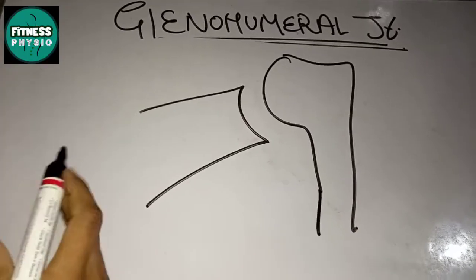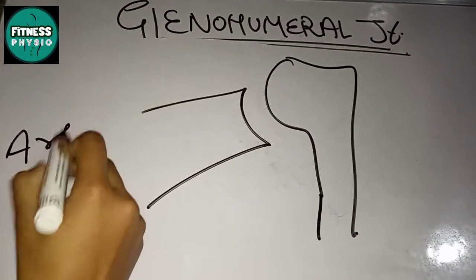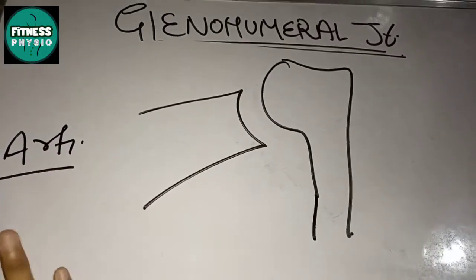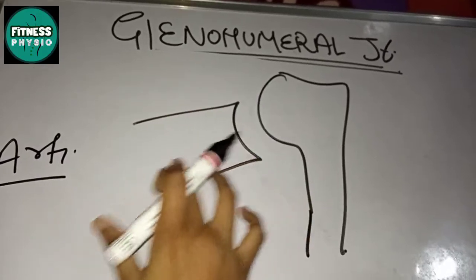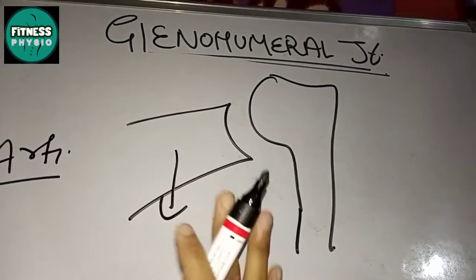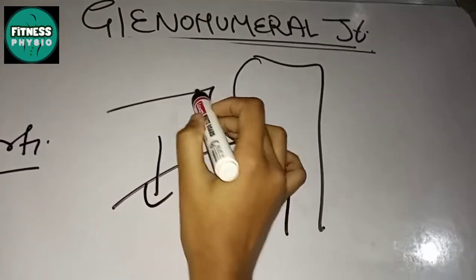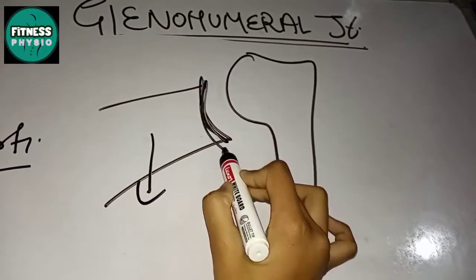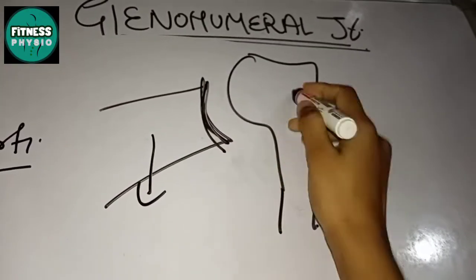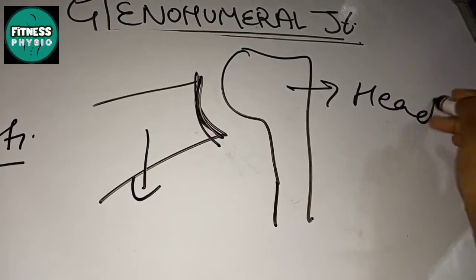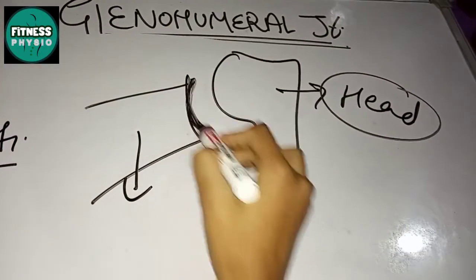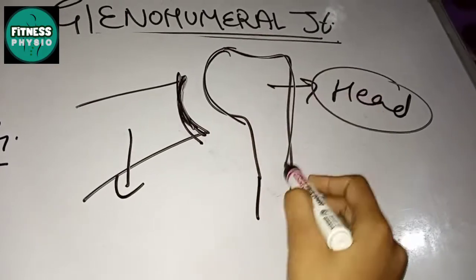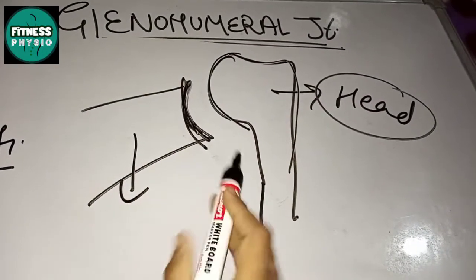So first we will be discussing articulation. If you see, it's a concave part which is your glenoid fossa. This is the glenoid fossa, which is articulating with the head of the humerus. This is the head of the humerus. So what will be the articular surfaces? The glenoid fossa and the head of the humerus are the articular surfaces of the glenohumeral joint.